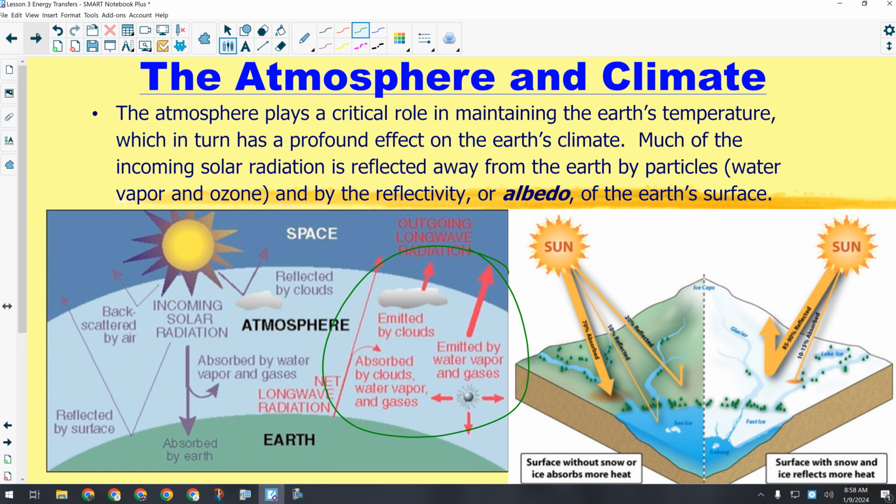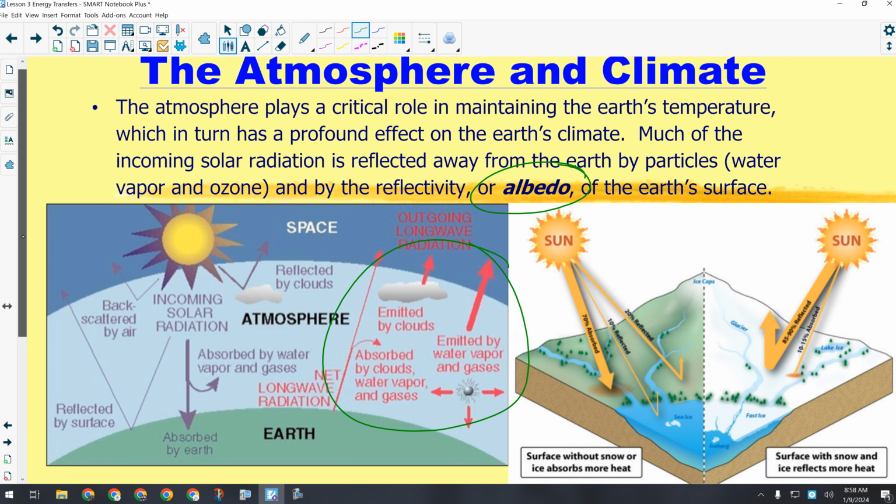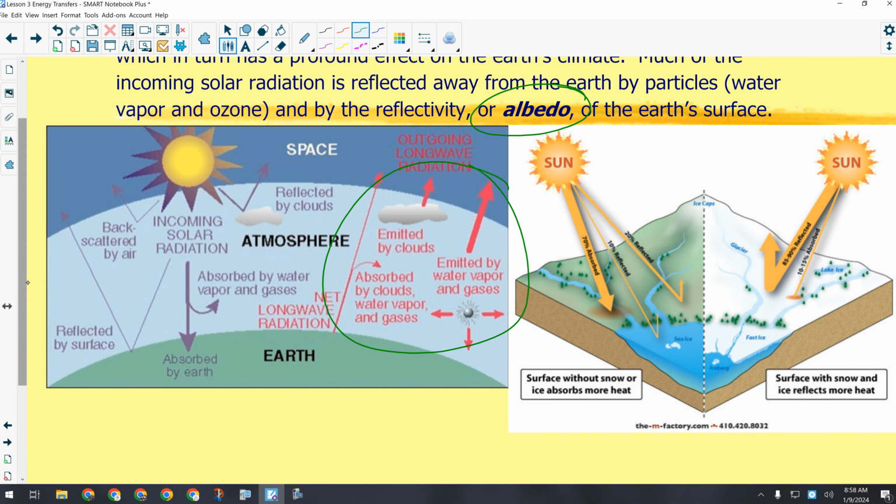All right, now, last thing on this slide, probably the most important thing in the first half of this lesson, and that is this term right here: albedo. You're going to need to know that. Albedo refers to the reflectivity of the Earth's surface at any given location. A high albedo means that that part of the Earth is very reflective. A low albedo means that most of the energy is being absorbed.